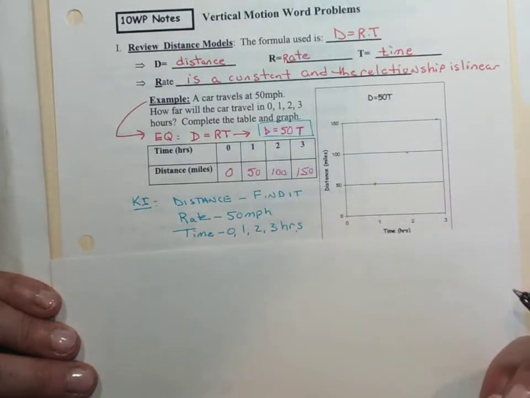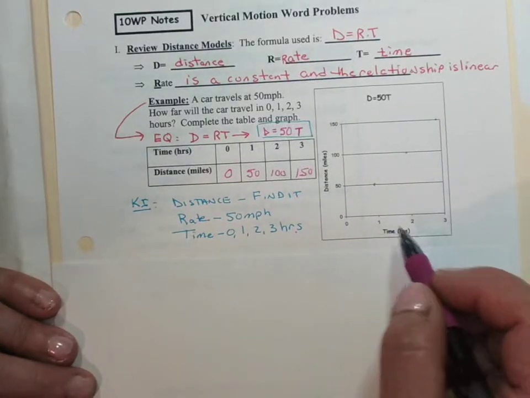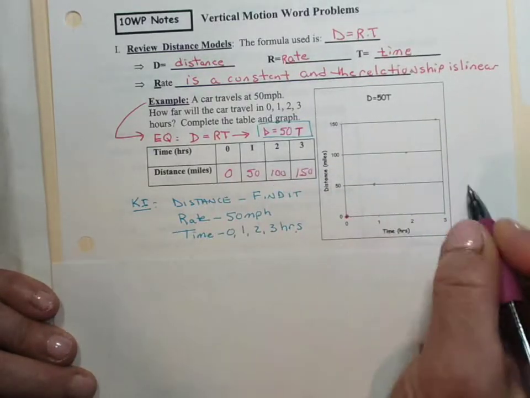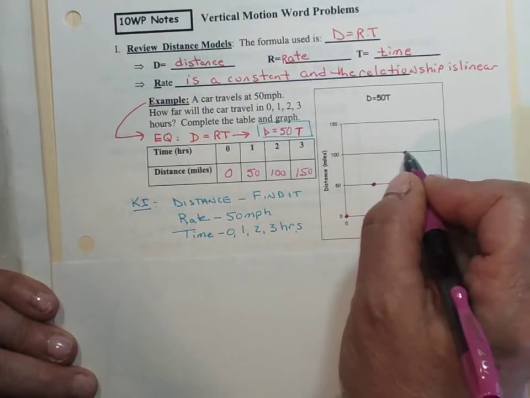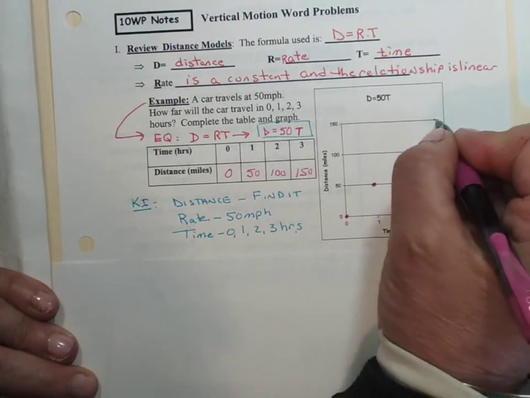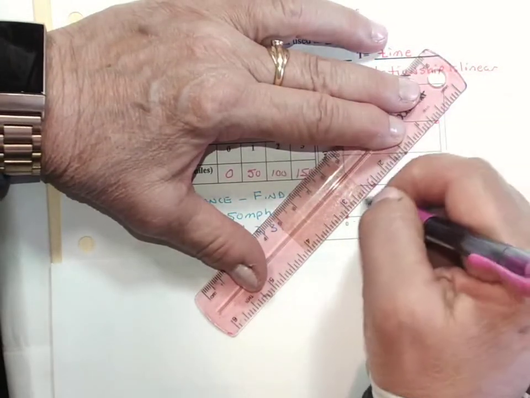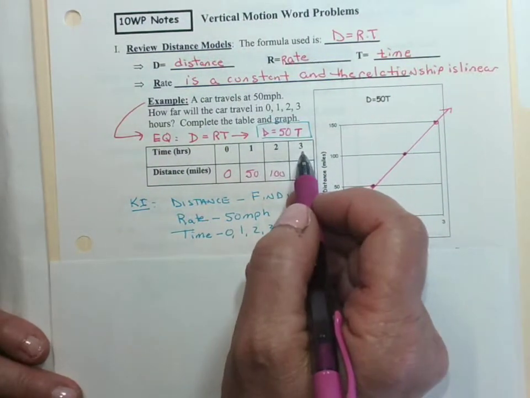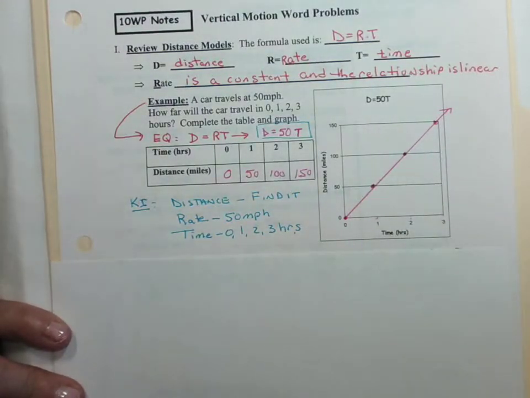So we're going through this motion problem, and the rate is a constant rate. Time is in hours, distance is in miles. So we plot our points: (0, 0), (1, 50), (2, 100), (3, 150). Right? So that car is going to keep traveling, and after 4 hours it's going to go 200 miles.